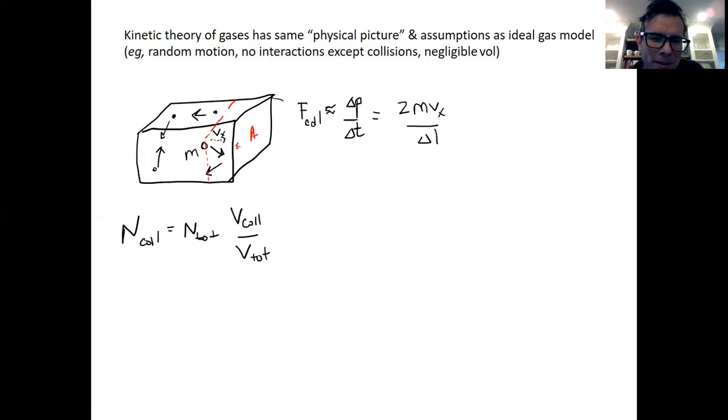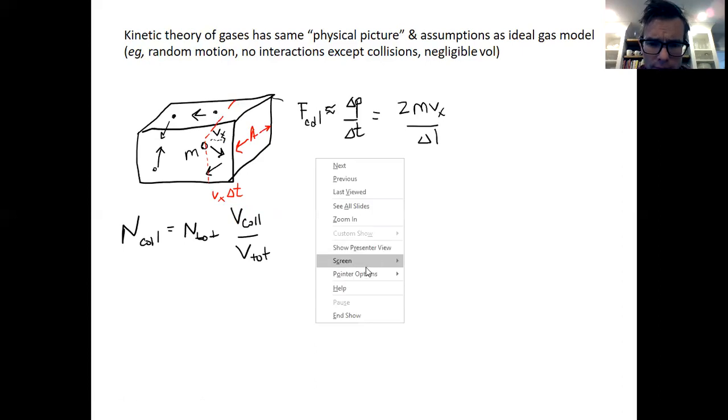What I need to know is what this length is. And if you think about it, this length would be given by vx delta t. Velocity times the time gives me a length. And so the collision volume then is given by length times width times height. So again, I'm going to switch my marker back.